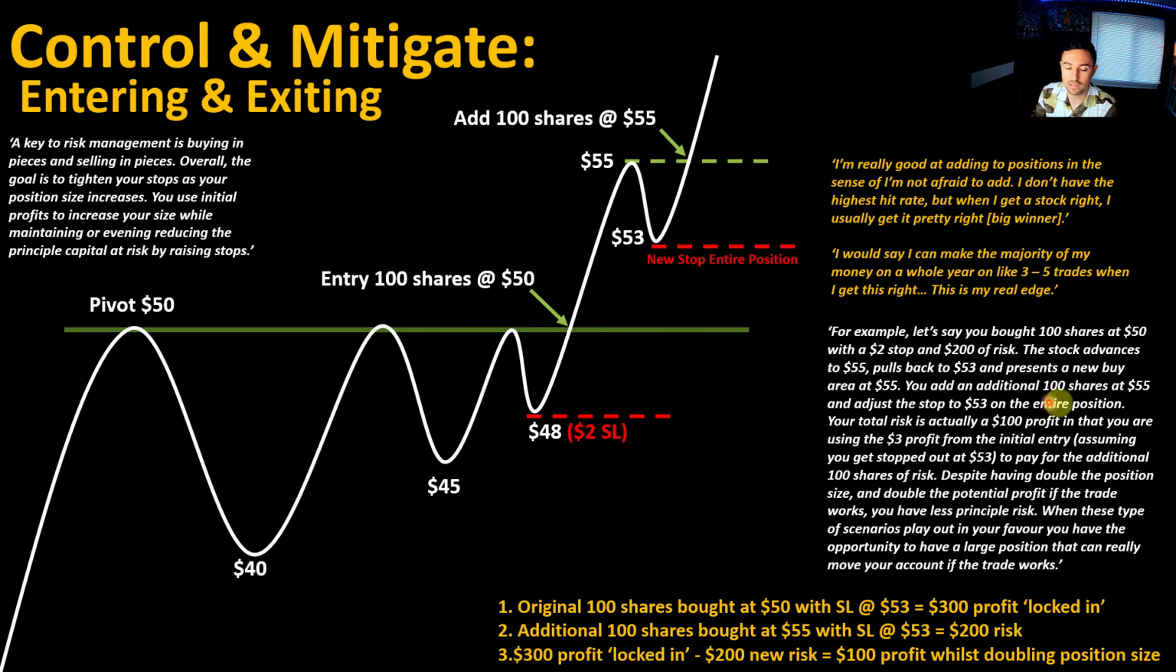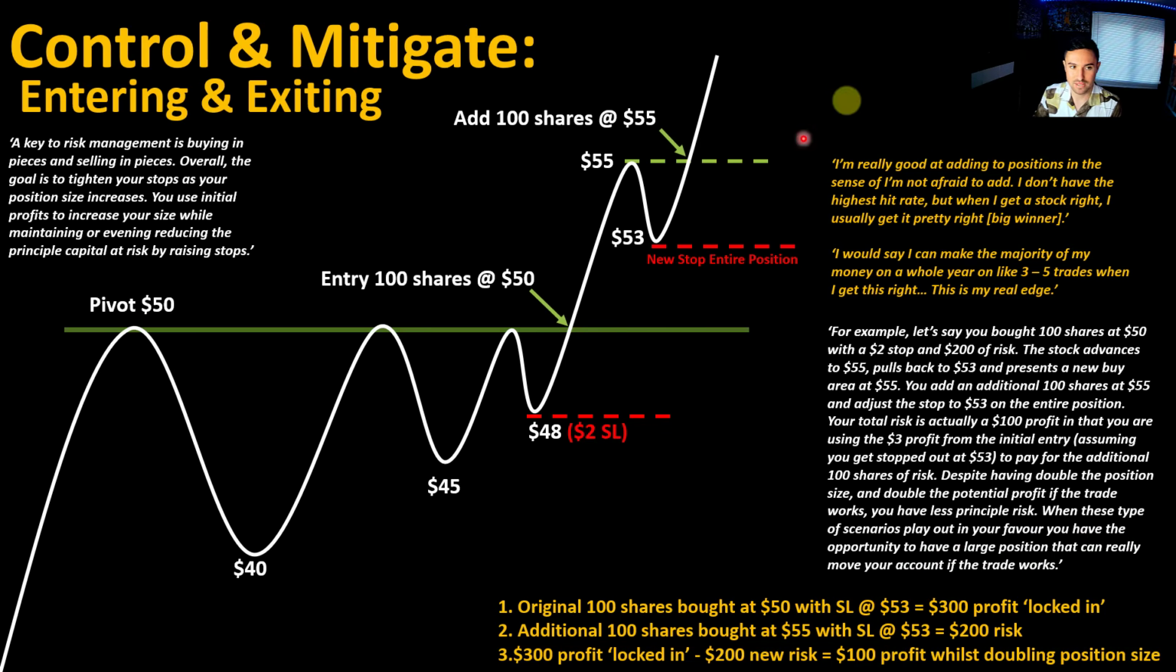So you add an additional 100 shares at $55 and adjust the stop to $53 on the entire position. Your total risk is actually a $100 profit, in that you are using the $3 profit from the initial entry, assuming you get stopped out at $53, to pay for the additional 100 shares of risk. Despite having double the position size and double the potential profit if the trade works, you have less principal risk. When these type of scenarios play out in your favor, you have the opportunity to have a large position that can really move the account if the trade works.